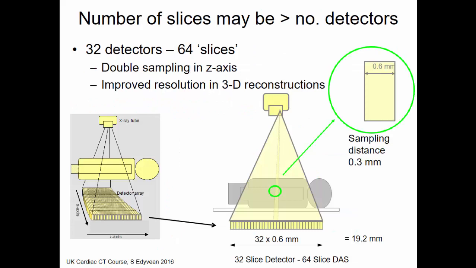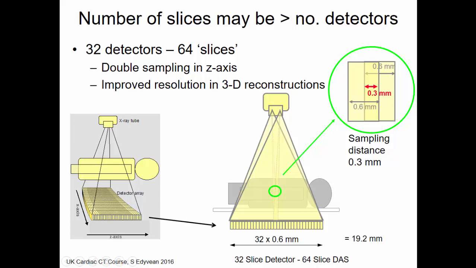Okay, now I'm going to confuse you, but this is an aspect of technology, particularly with Siemens scanners, and I think GE does it as well. In fact, Toshiba do it as well in some of their scanners: the number of image slices may be greater than the number of detectors. Okay, so on this scanner we've got 32 detector rows, so 32 detector elements. But because of a way to move the focal spot as the tube and detectors are going around the patient, we can in essence acquire 64 different image slices or data slices.